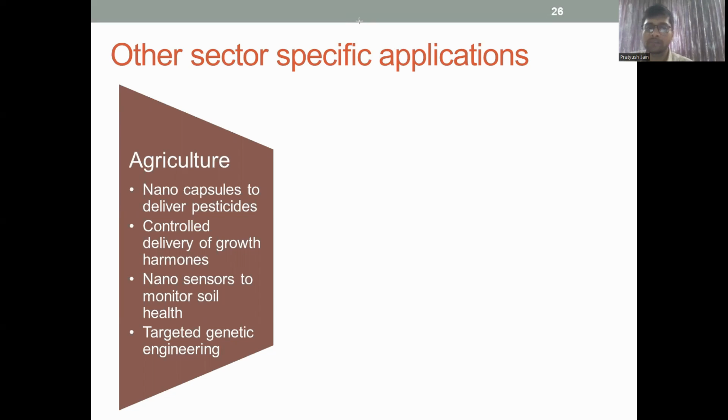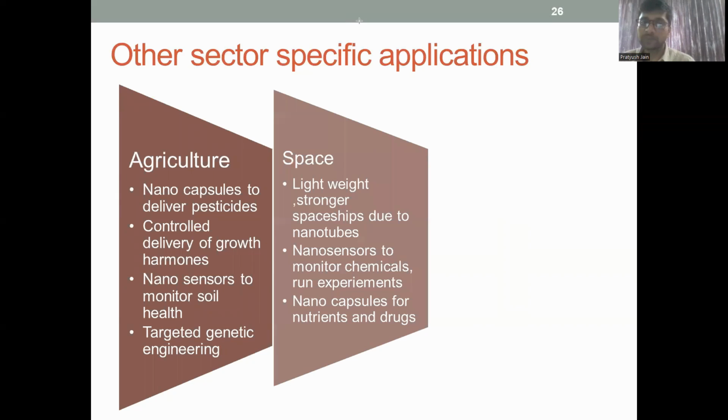Basically any kind of targeted delivery, whether it is delivery of medicines, pesticides, DNA and genetic experimentation, nanomaterials can be used. Similarly, controlled delivery of growth hormones. This is also a type of targeted drug delivery. Nanosensors to monitor soil health. Targeted genetic engineering, genetically modified crops.